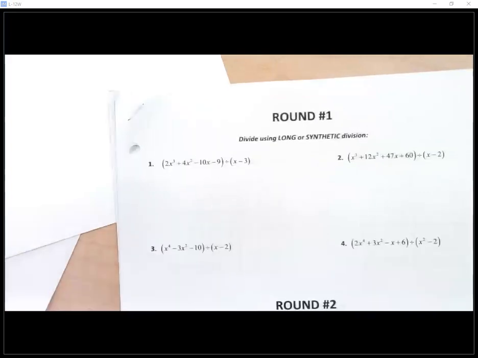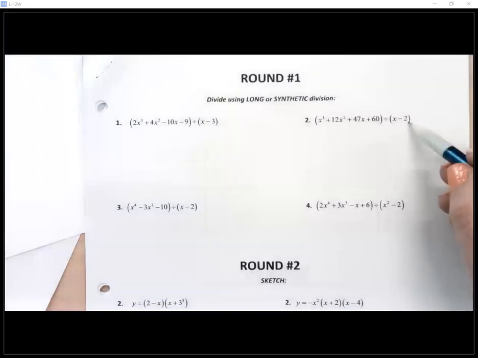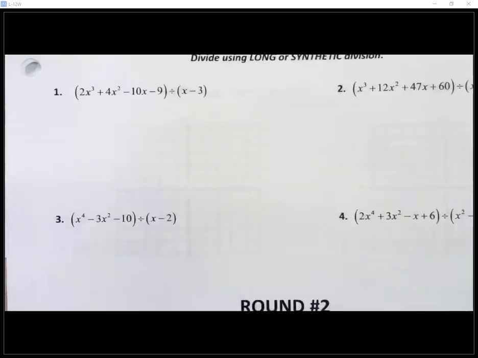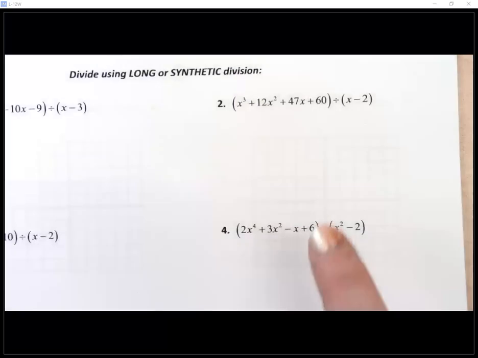Can you do synthetic on number one? Yes. Number two? Yes. How about three? Yes. Four? No. So here's how you know. You have to be dividing by x plus or minus some number. So I want my lead coefficient to be 1 in my divisor there. Number 2 is no problem, but number 4 is not just x plus or minus some number, so this one I have to do long division. So I'll do one of each real quick, one long, one synthetic.